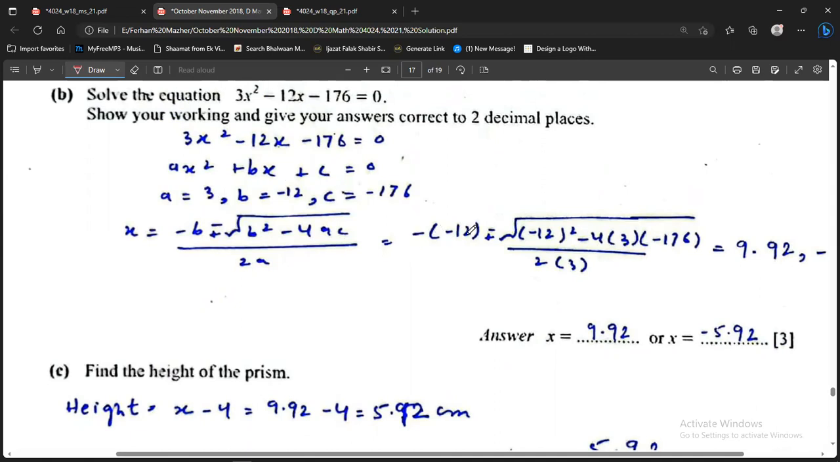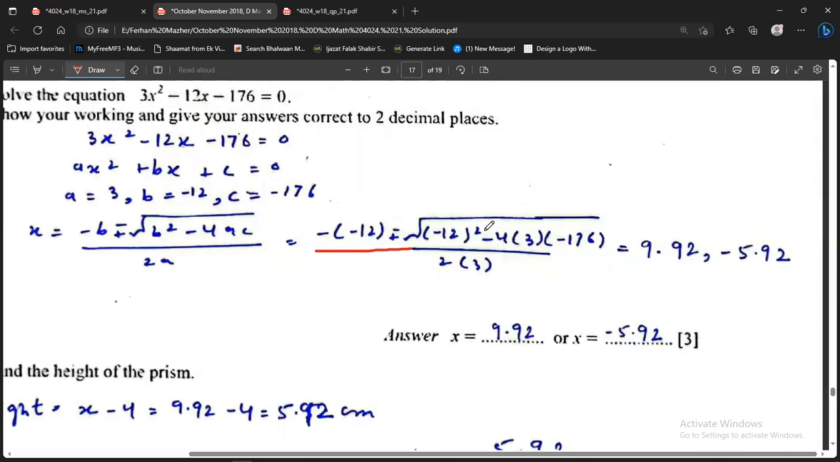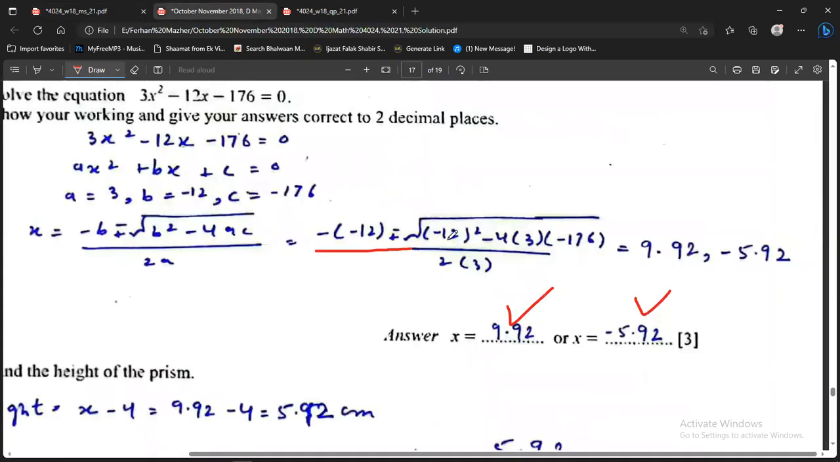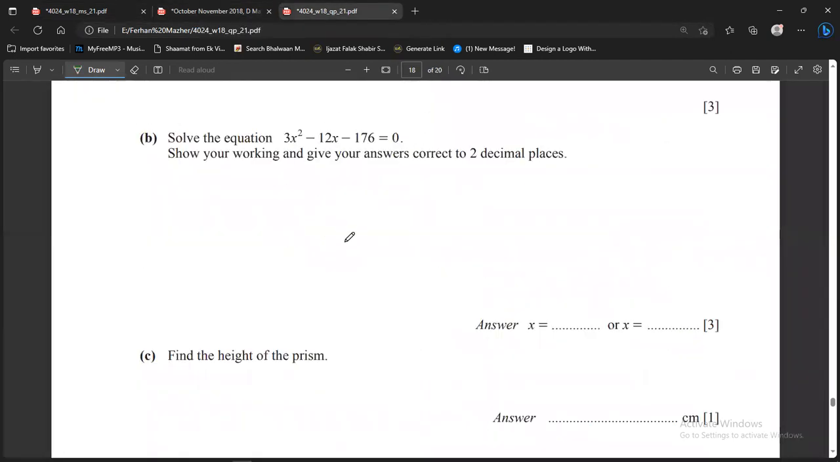So we have minus into minus 12 plus minus under root, and under the radical sign we have minus 12 whole square minus 4 into 3 into minus 176, and the whole thing divided by 2 into 3. Okay, so we will get two answers out of it, and that will be 9.92 and minus 5.92. So these are the answers.